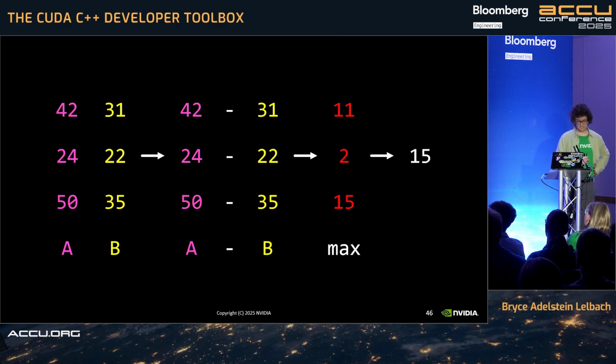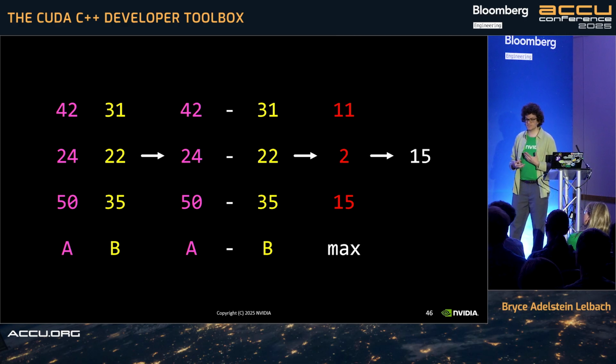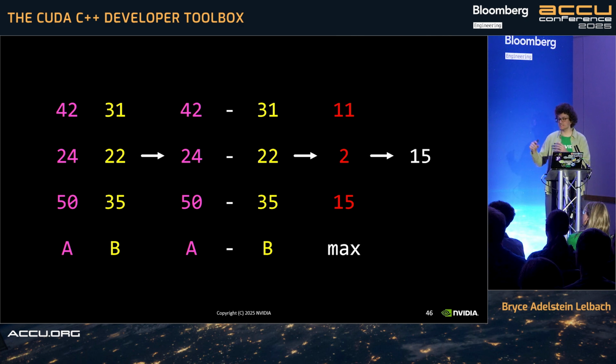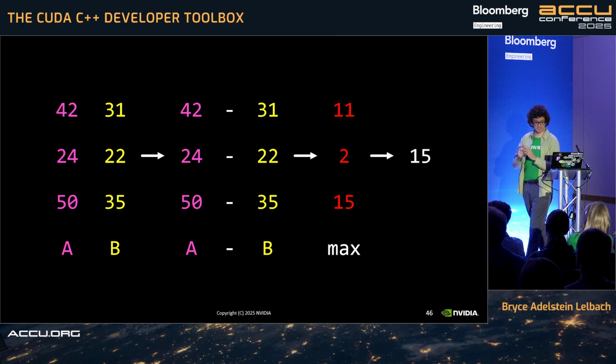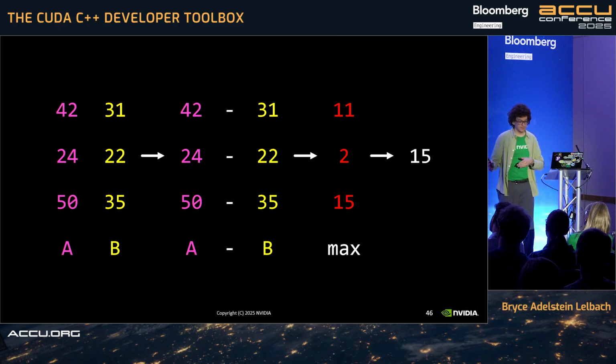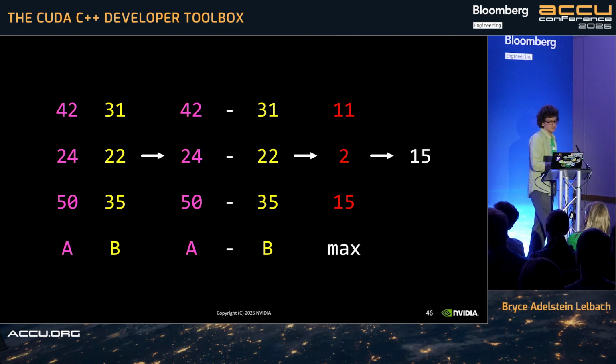So let's look at another example that combines all of this together. Suppose that we have two vectors of the same length, a and b, and we want to calculate the maximum difference between corresponding elements of each vector. We can do this by first calculating the difference between each two elements, and then doing a max reduction of those differences.